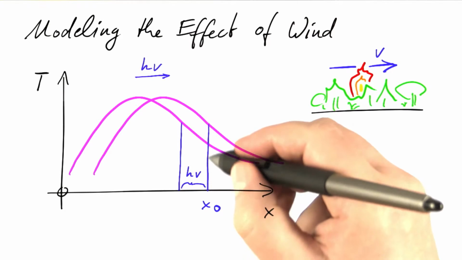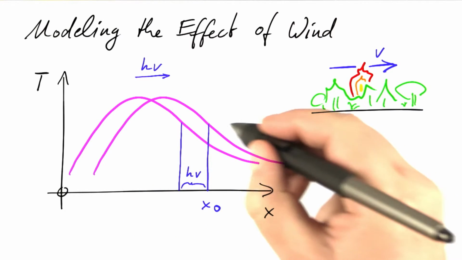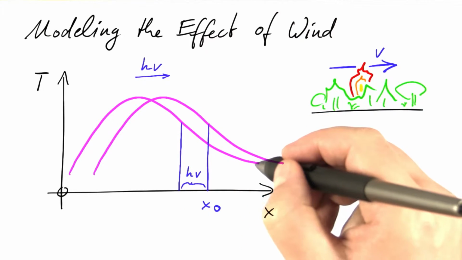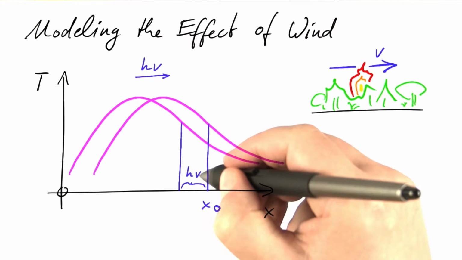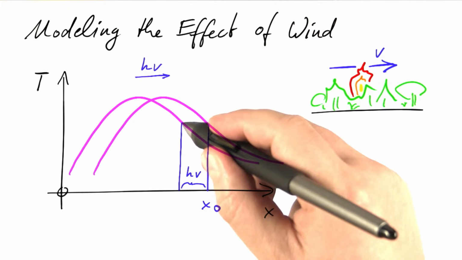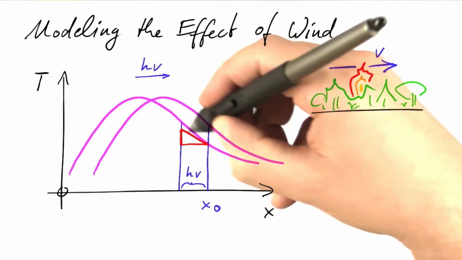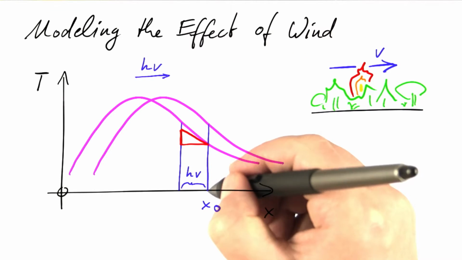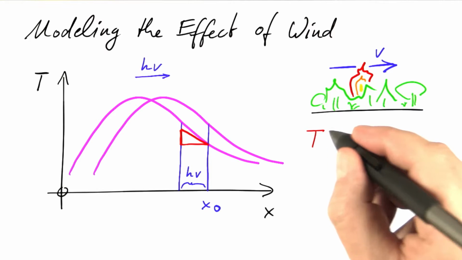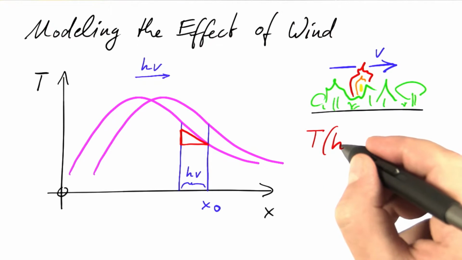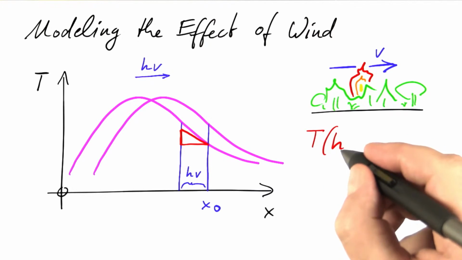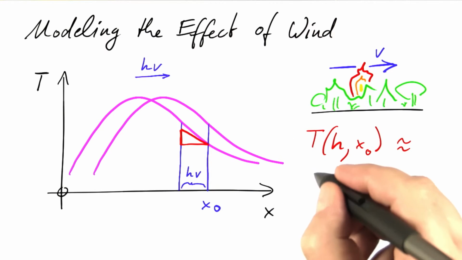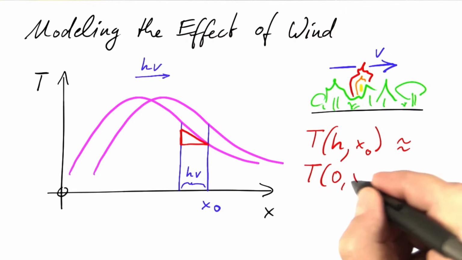I want to get the new value, the value on the right curve, at the position x0. I get that new value by looking it up on the original curve, step size times velocity to the left from here. And now the trick is to use the derivative of this function. Let's write down what this new value is. The new value after one step, time equals the time step, h, at this position, x0, is approximately the old value, t of 0, x0.